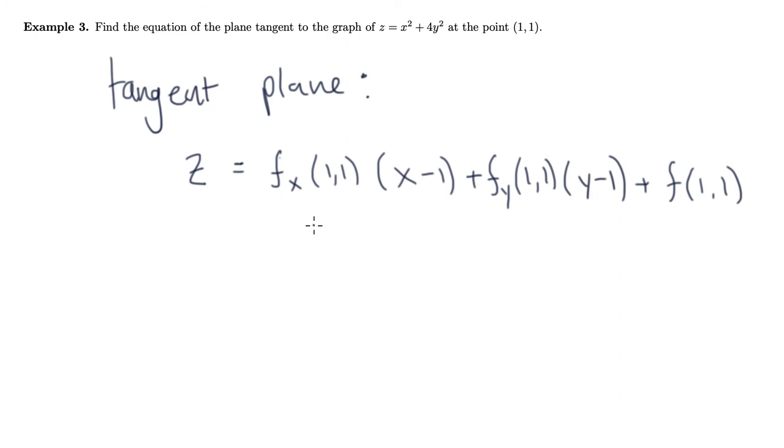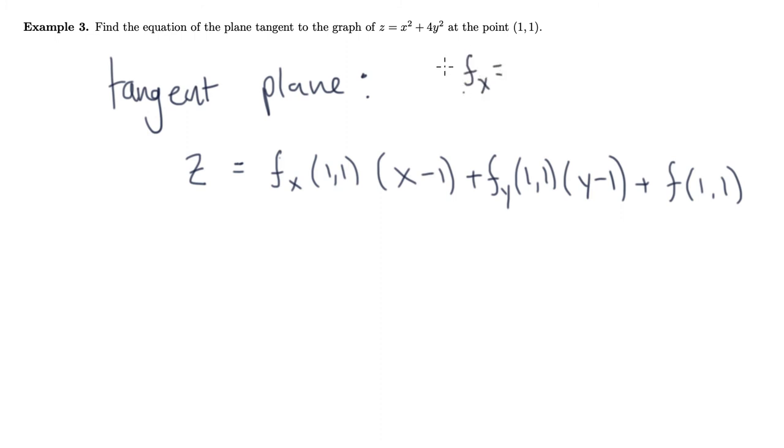So it's very much analogous to the tangent line. If you're just in one variable, of course you would only have the change in x times how far you are away from x, plus the function value there. So it should be very natural. It's a very natural extension of the tangent line equation. So let's actually figure out what fx is.